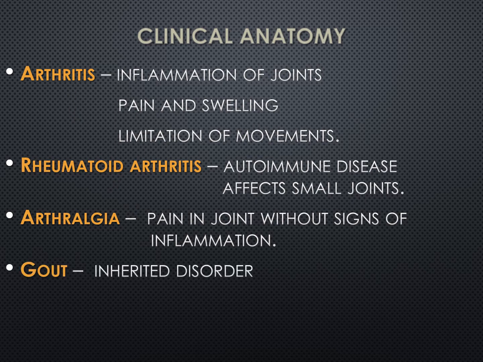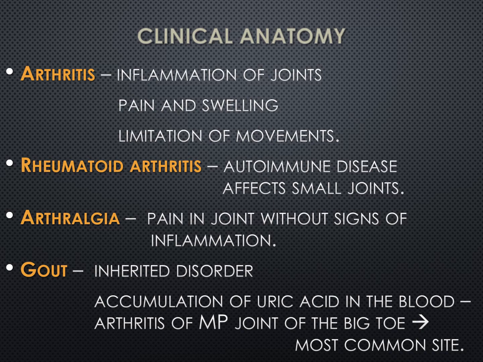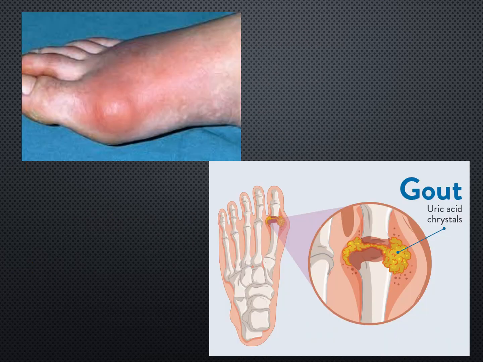Then what is gout? You must have heard of this term, gout. It is an inherited disorder. You learn more details in biochemistry. So here what happens is there is accumulation of uric acid in the blood. So uric acid crystals are going to deposit in the joint cavity. That results in arthritis of the metacarpophalangeal joint of the big toe. So the most common site is the metacarpophalangeal joint of the big toe. This is the condition where you get the swelling over the metacarpophalangeal joint of the big toe. That is because the uric acid crystals are depositing within the joint cavity.